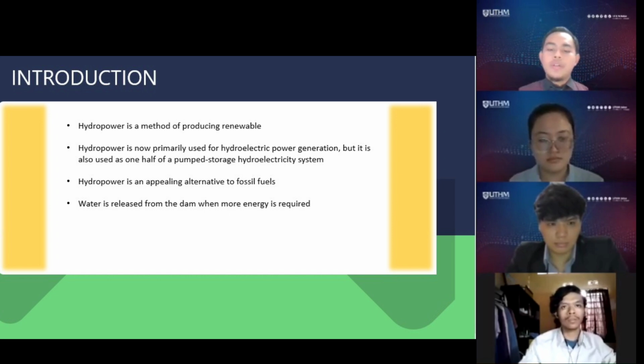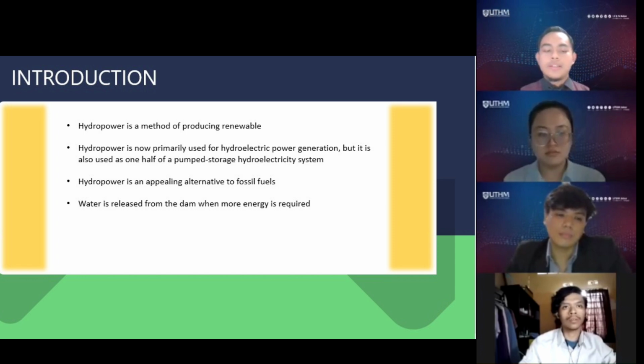We also know that hydropower is a method of producing renewable energy, because hydropower is a renewable energy source for irrigation and the operation of machines such as grist mills, sawmills, textile mills, and so on. Now hydropower is primarily used for hydroelectric power generation, but it is also used as part of a pumped storage hydroelectricity system.